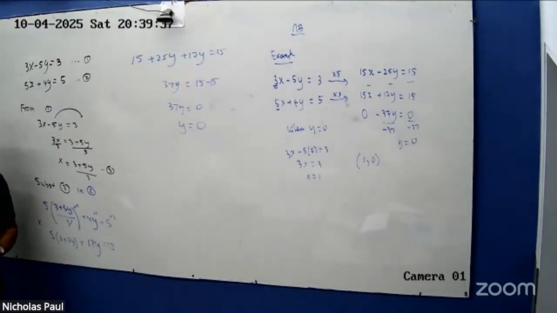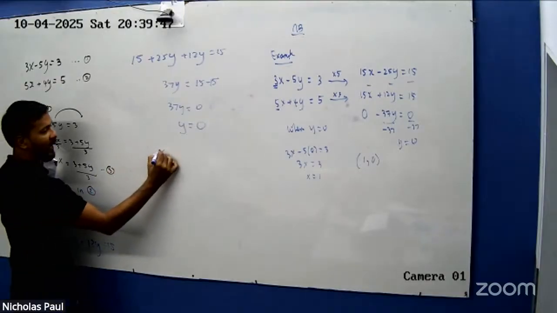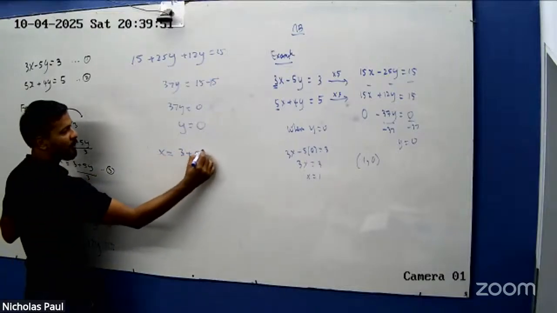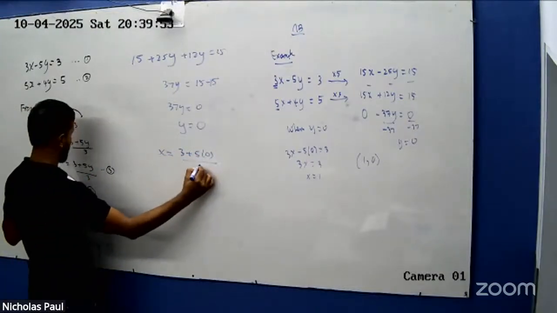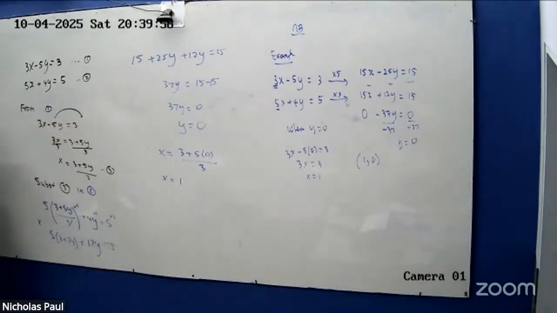Okay with that? What's the last part? Find for x. We found y, now find x. So x is equal to, I'm going to put y is 0 in here, 3 plus 5 by 0 all over 3. And I got 1. Same answer. A little bit longer here.